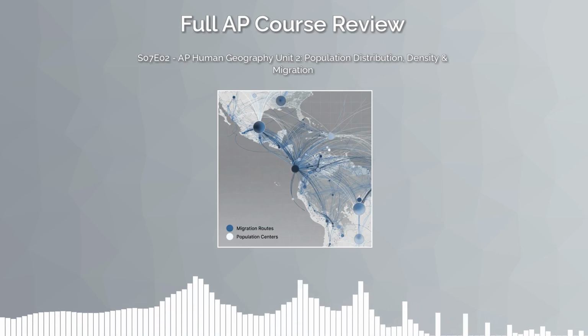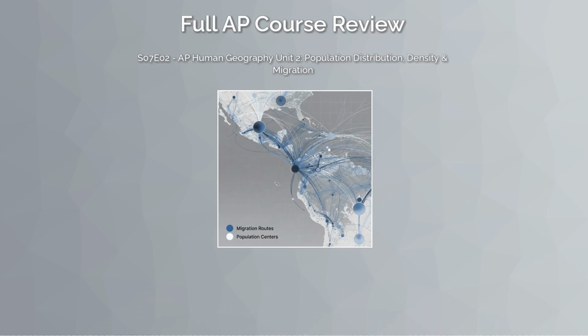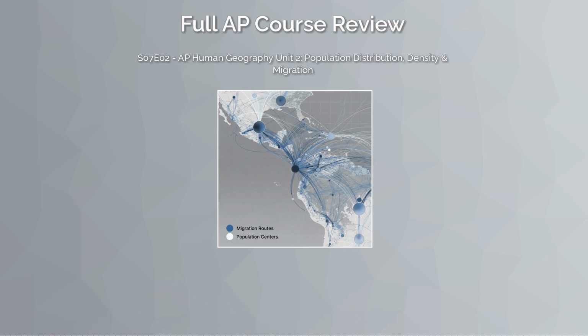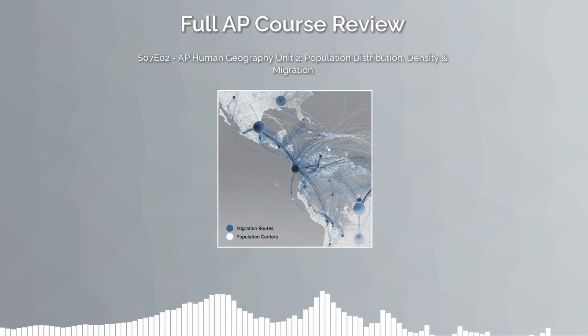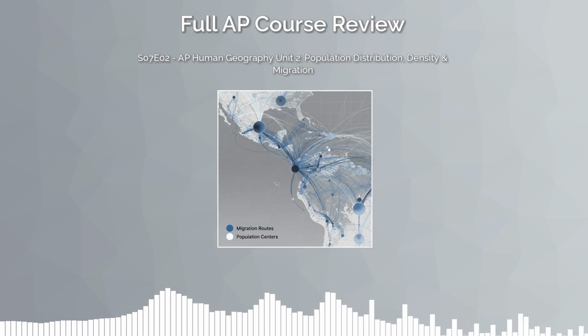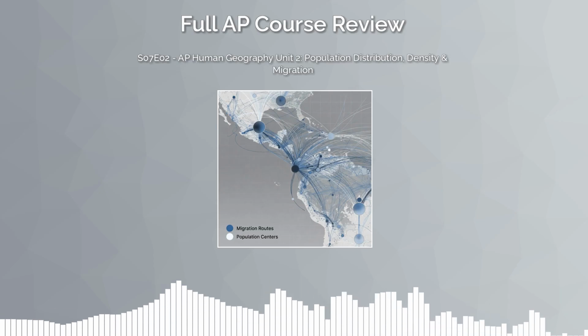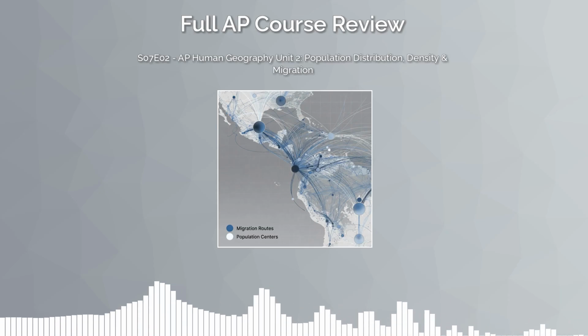2.6. Calculating CBR, CDR, NIR, TFR, and IMR. The language of population change. All right, let's talk numbers, but not in a scary way. Think of demographic rates as the vital signs of a country. Just like a doctor checks your heart rate and temperature to understand how healthy you are, geographers use a specific set of rates to understand how a population is growing, shrinking, or transforming.